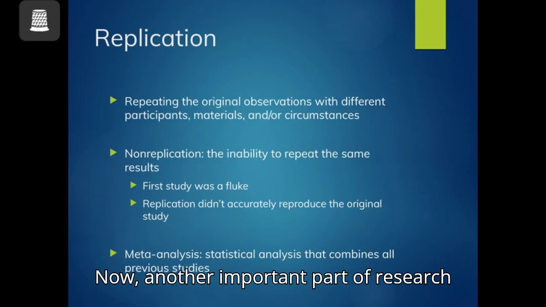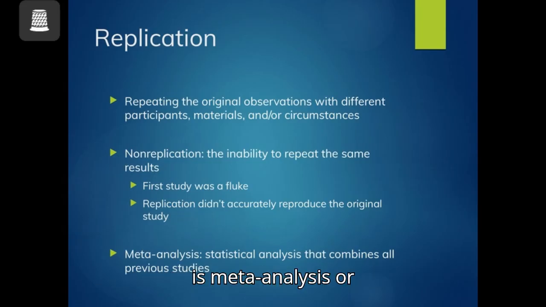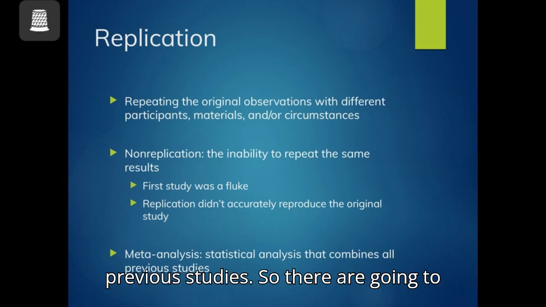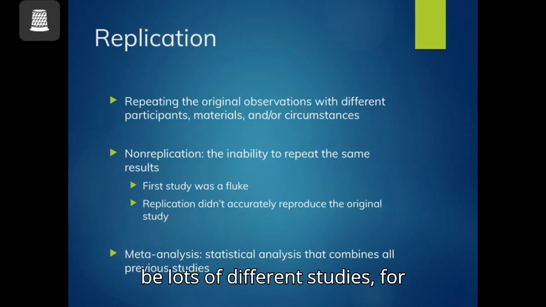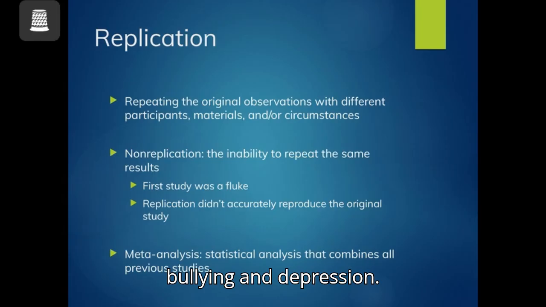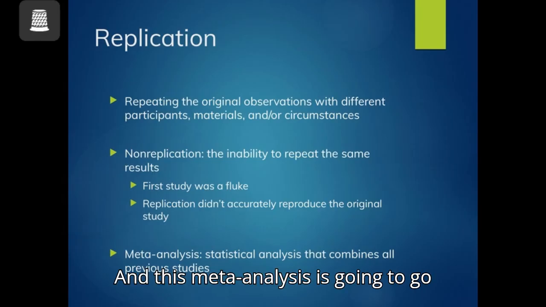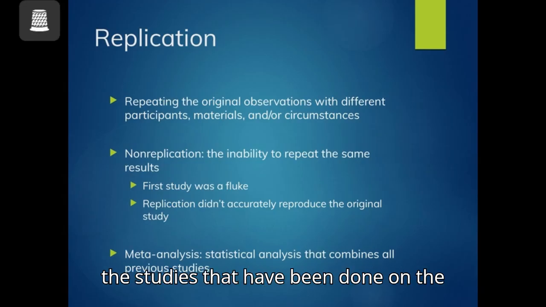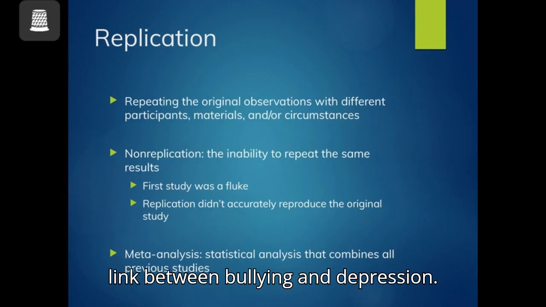Now, another important part of research is meta-analysis or meta-analyses. A meta-analysis is a statistical analysis that combines all of the previous studies. So there are going to be lots of different studies, for instance, on the relationship between bullying and depression. And this meta-analysis is going to go through and say, okay, here are all of the studies that have been done on the link between bullying and depression.